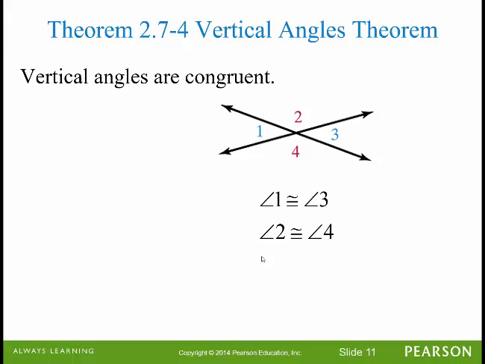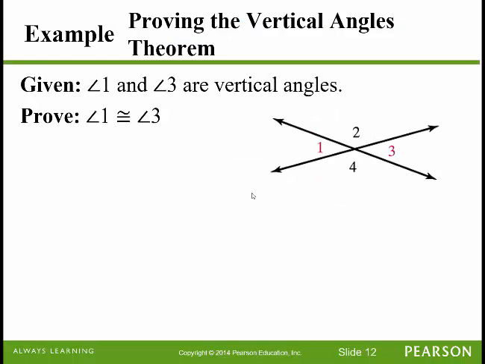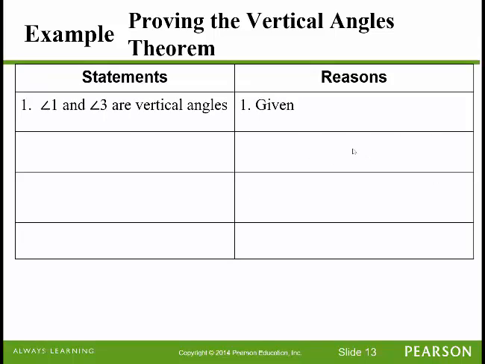Let's talk about the vertical angle theorem. So vertical angles are congruent. If you have two lines intersecting like this, the angles opposite each other are congruent. So angles 2 and 4 are the same, and angles 1 and 3 are the same. Given that angles 1 and 3 are vertical angles, let's prove that they must be congruent. They must have the same measure. So we're given that angles 1 and 3 are vertical. That's a given.